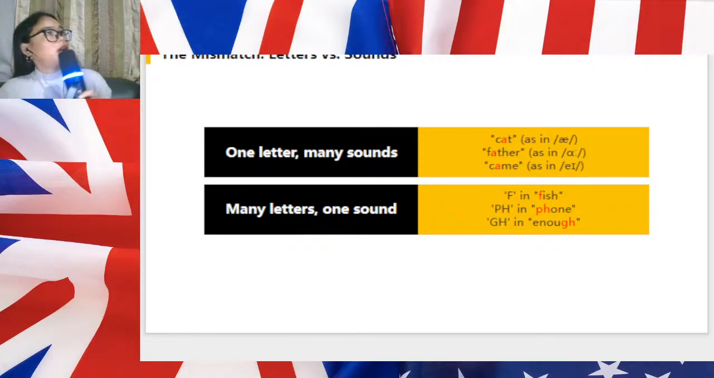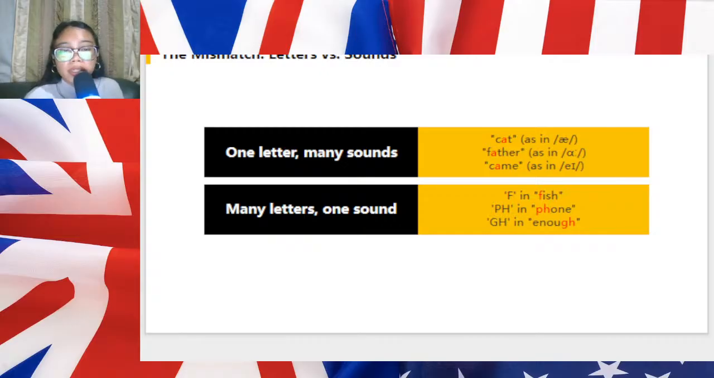Here, I've already mentioned IPA, right? But you are not yet introduced to that. I will be introducing you to IPA later because it's really an important aspect of pronunciation, especially when you're not sure how a particular word sounds. You can look up the pronunciation. So that is on the mismatches when it comes to letters versus sounds.